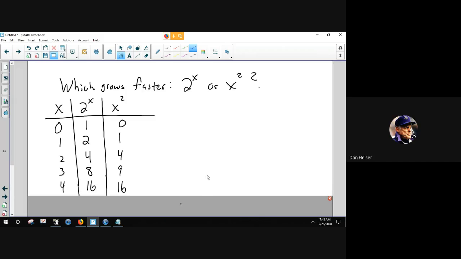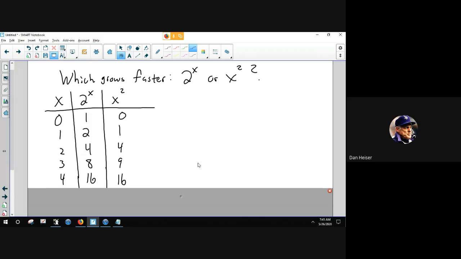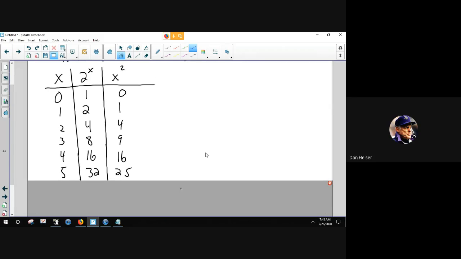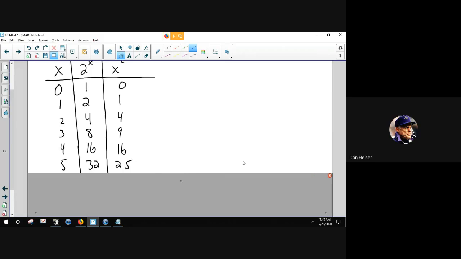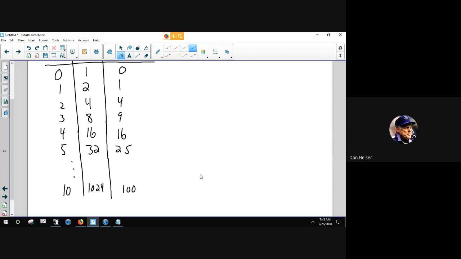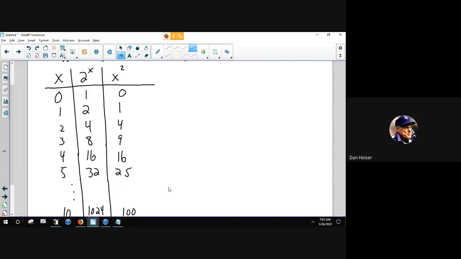Now they're tied again. The exponential has caught up. The exponential has taken the lead again. And that's really the last spot where it gets close. I'm going to jump down to 10. x equals 10. Here's our exponential. Here's our power. It's not even close.